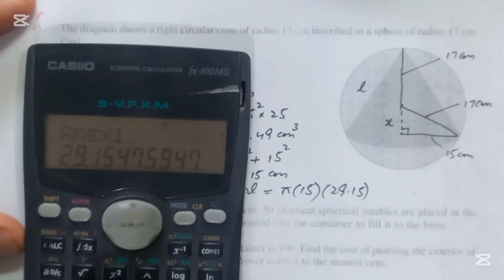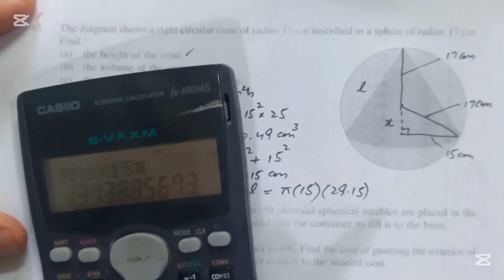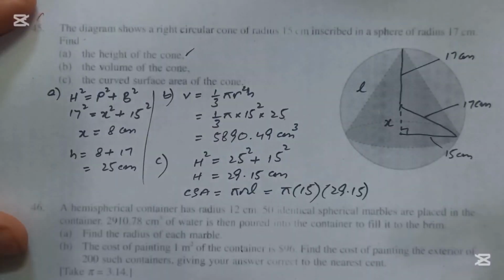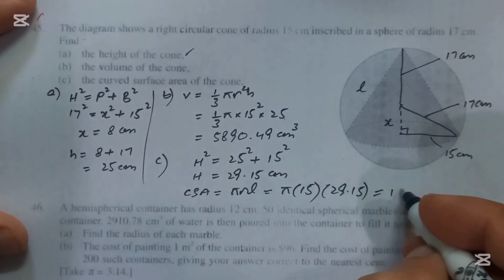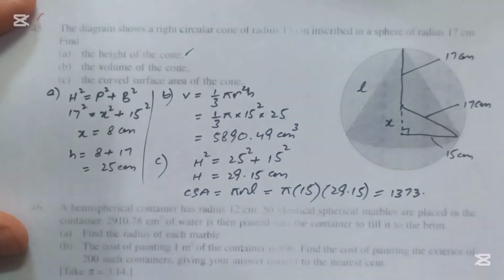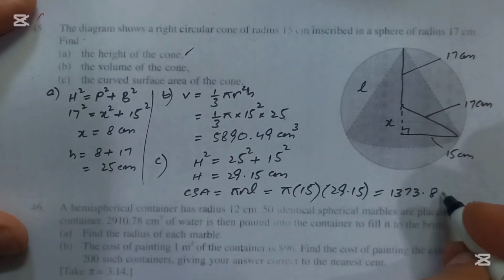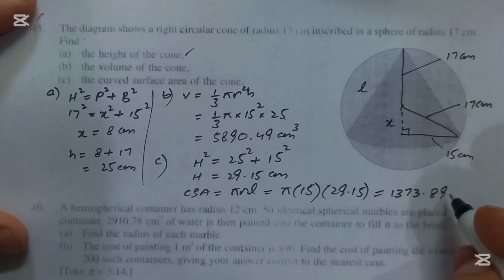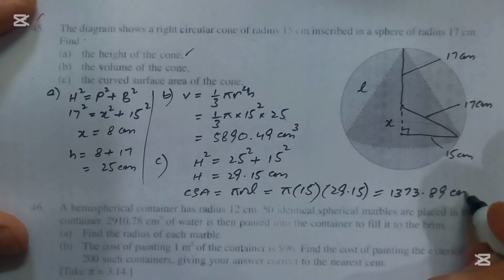Multiplied by 15 pi. Answer is 1373.89. This is surface area, so unit will be centimeter square.